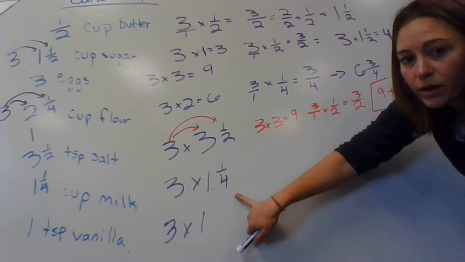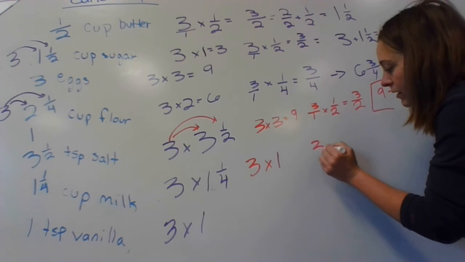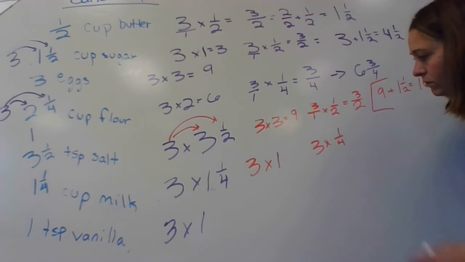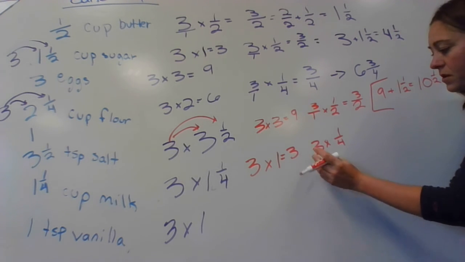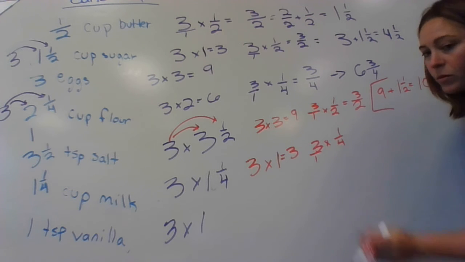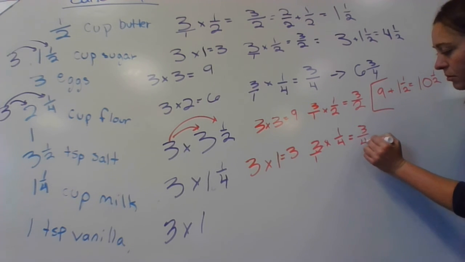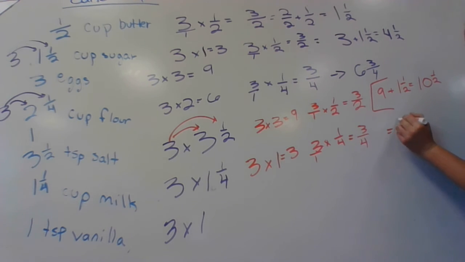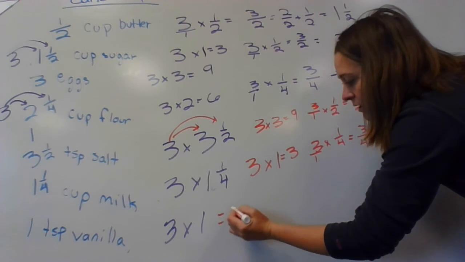Next one, 3 times 1 1/4. 3 times 1, and then 3 times 1/4. 3 times 1 is 3. 3 times 1/4 is really 3/1 times 1/4, which would give you 3 times 1 and 1 times 4, 3/4. So add those together. 3 wholes plus 3/4 is 3 3/4. And lastly, 3 times 1 is 3.